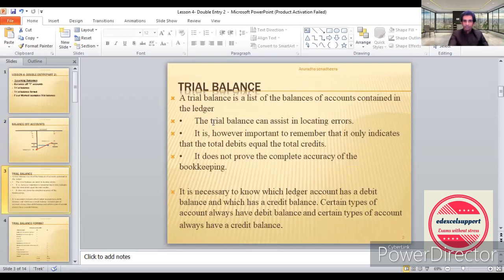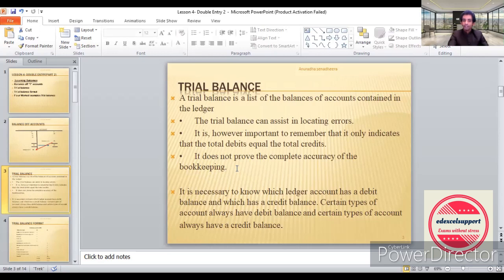Trial balance. What is a trial balance? A trial balance is a list of the balances of accounts contained in the ledger. The trial balance can assist in locating errors. It is, however, important to remember that it only indicates that the total debits equal the total credits. Normally when you prepare a trial balance, the debit side total should be equal to the credit side total. The next point, it does not prove the complete accuracy of the bookkeeping.